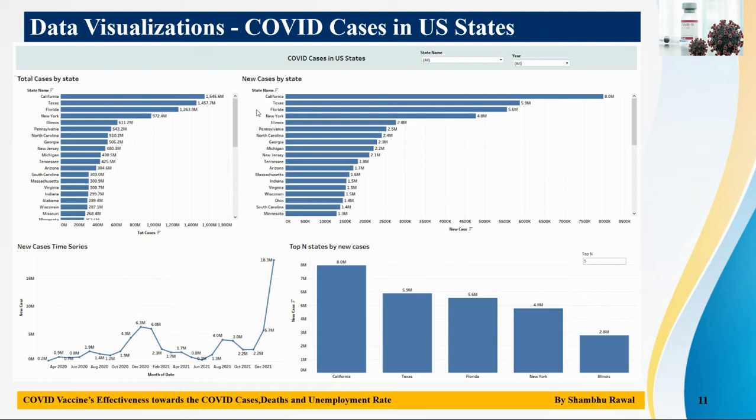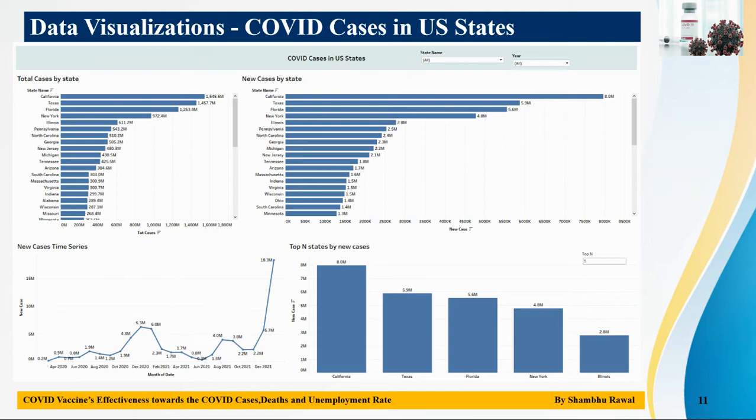The top right chart shows the new cases by state. The COVID new cases are one of the target variables of my project. In this chart, the new cases are sorted in descending order by state. All the values are formatted to million. California is the worst state in COVID new cases.